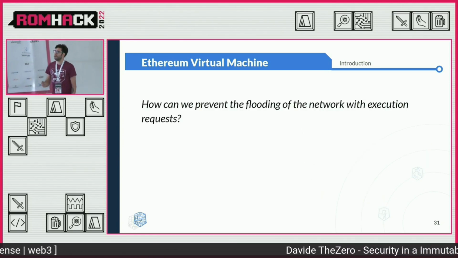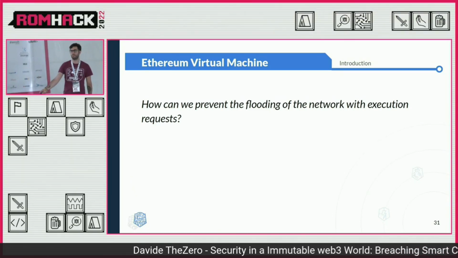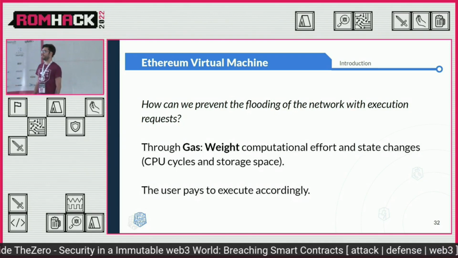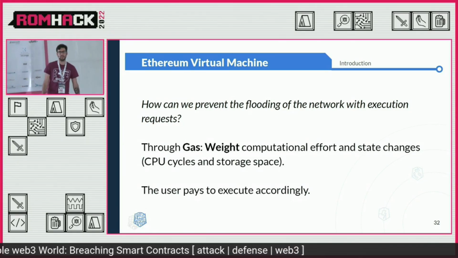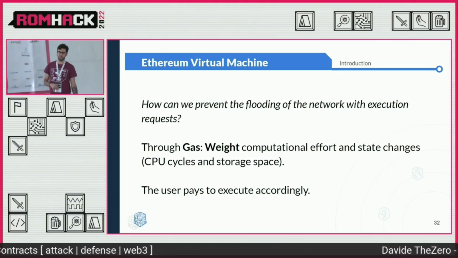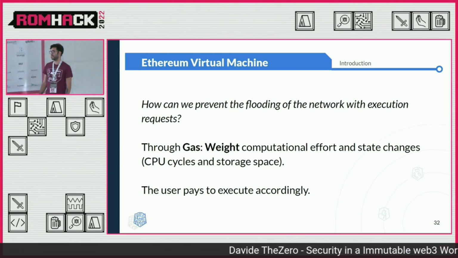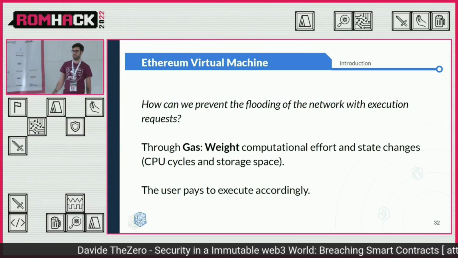So how can we prevent the flooding of the network with execution requests? Because every peer can request executions. And the Ethereum developers came up with the concept of gas, that is to weigh the computational effort and the state change that an execution will make, and so make the user pay for it accordingly.